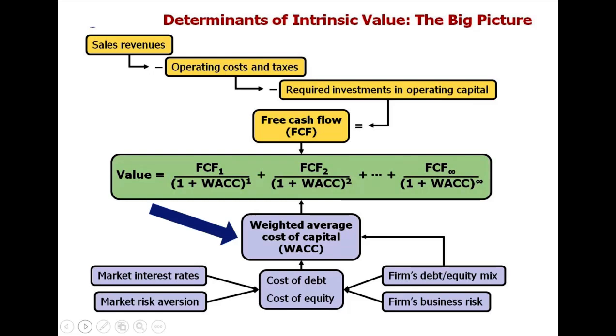If your funds are being paid out to all providers of funds, equity holders and creditors, then the discount rate has to reflect some sort of weighted average of the cost of those funds that come from those two sources. So all of this conversation relates to, as you see in the arrow, the denominator component of value.